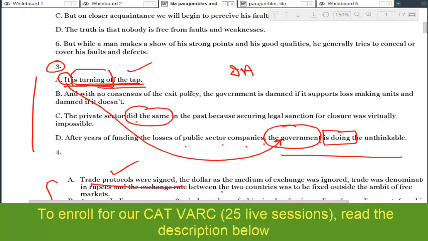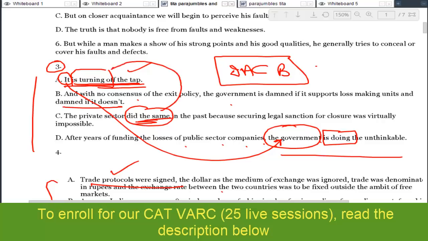The private sector did the same. That means the private sector did the same thing in the past. And with no consensus on the exit policy, the government is damned if it supports loss-making units and damned if it doesn't. So B is the end of the paragraph. DACB. Because "did the same" here refers to what? Turning off the tap. The same here must refer to some kind of action.